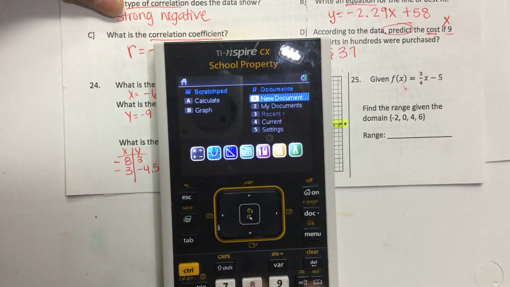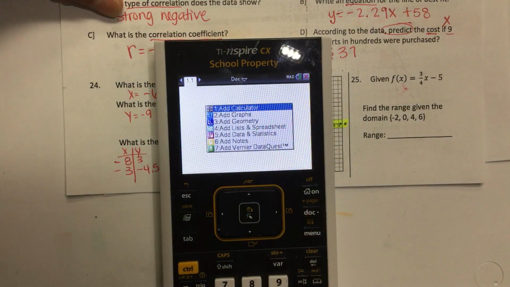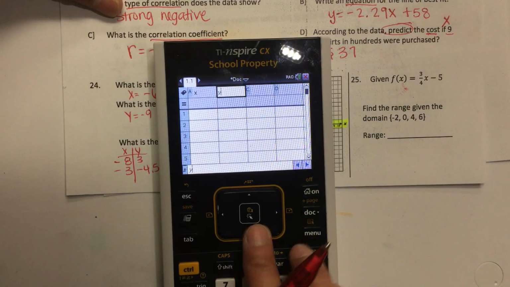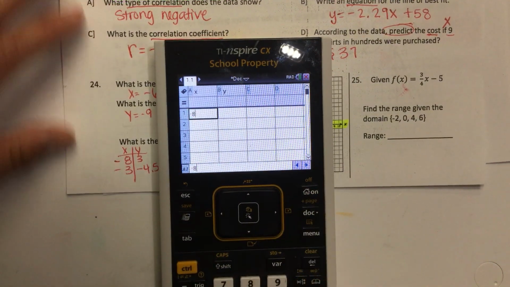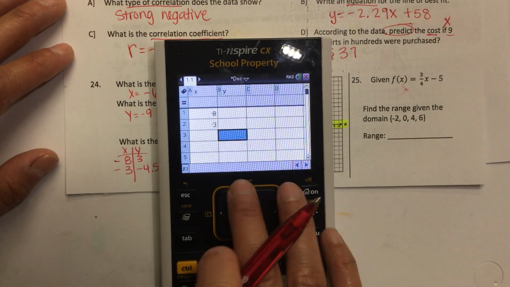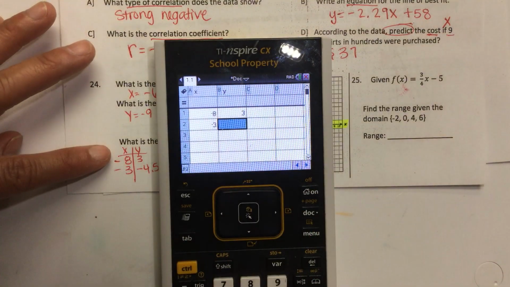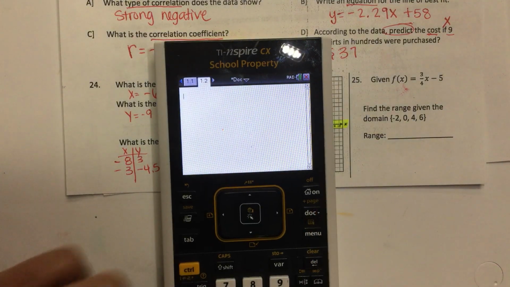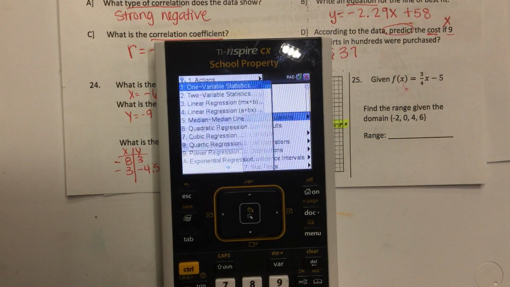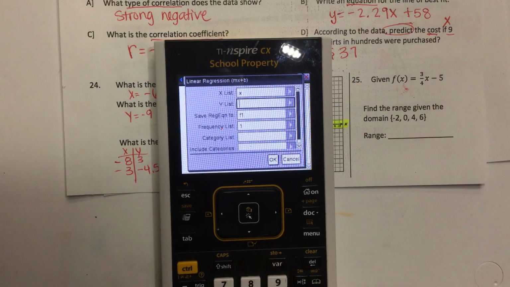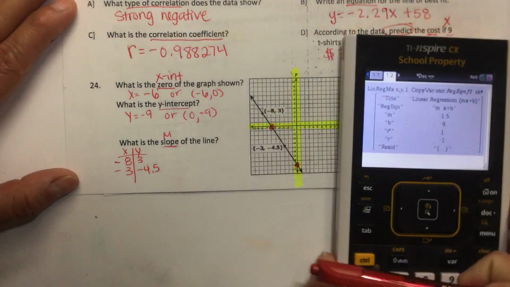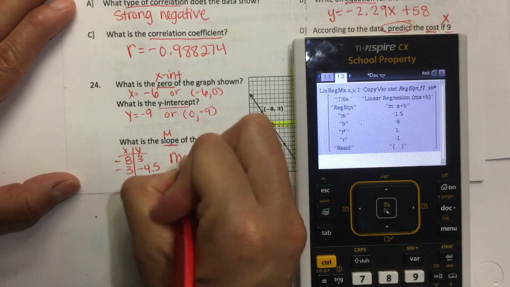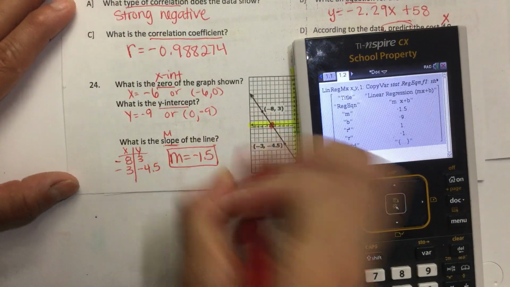So open up a new document, go to number 4 for list in spreadsheets. A is x, B is y, negative 6, 0, negative 9, 0. After I put this in my list in spreadsheets, I can add my calculator page and use menu 6 1 3, x, y, enter, enter. M is negative 1.5. So M equals negative 1.5.